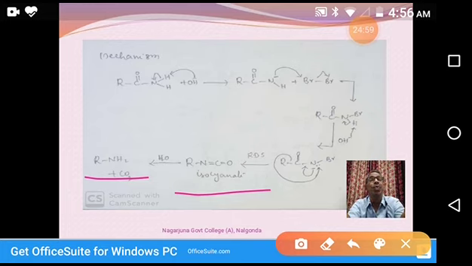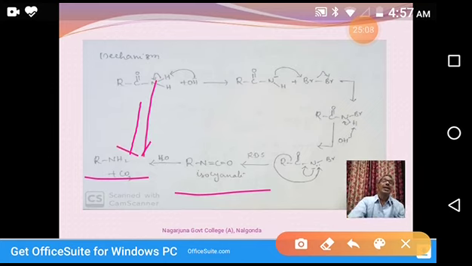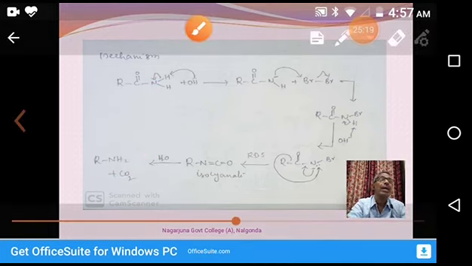So anyhow, we are getting amines from amides. That's why it is a degradation reaction. One carbon is lost as CO2. This is the mechanism of our Hofmann bromamide reaction.